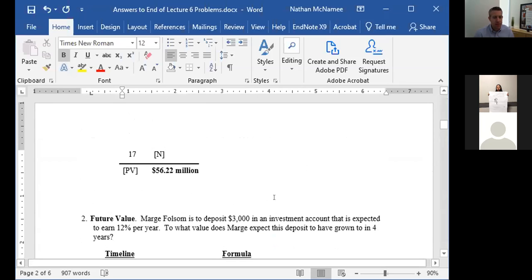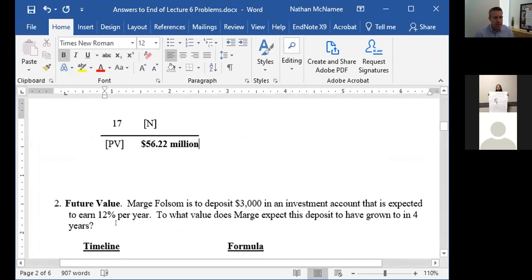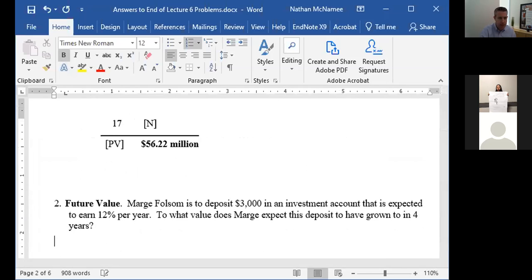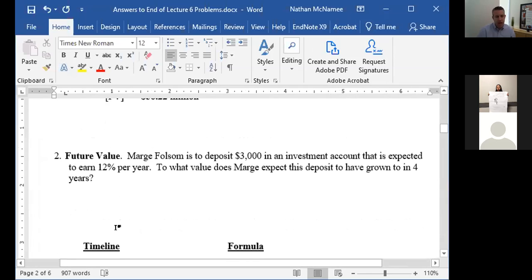Next one is a future value question. Okay, so we've got future value. Again, on the exam, it's not going to say what we're trying to calculate in the front. You're going to have to figure it out by looking at the question.